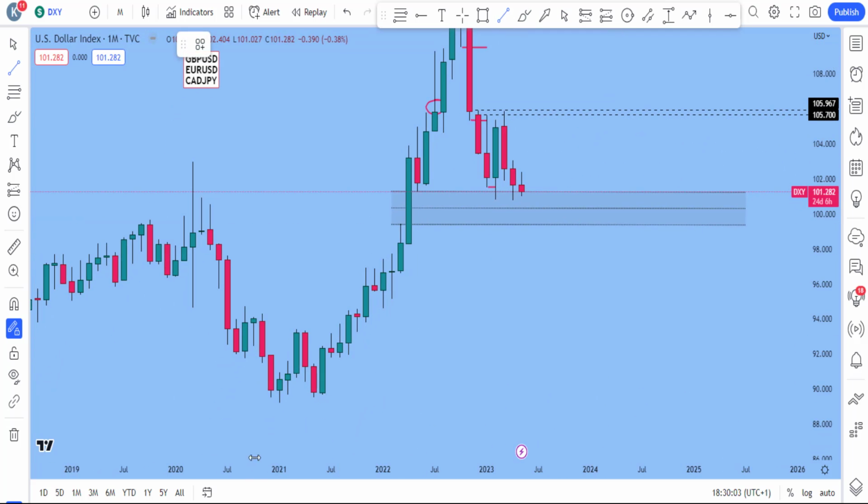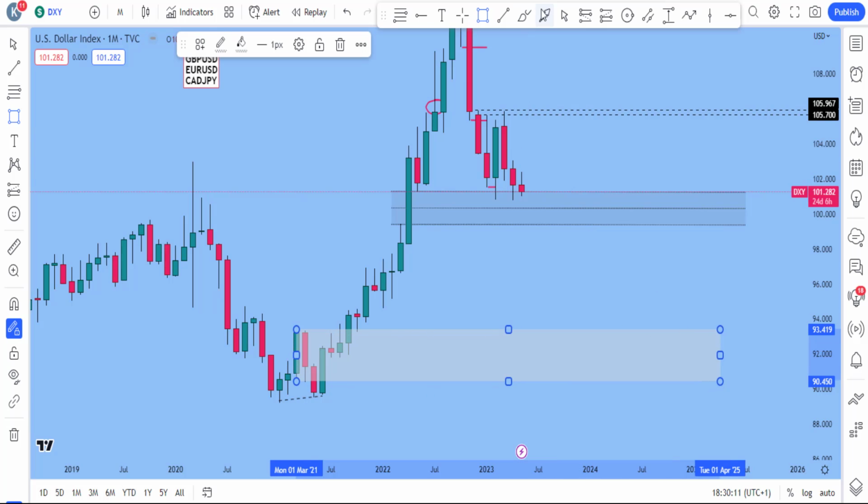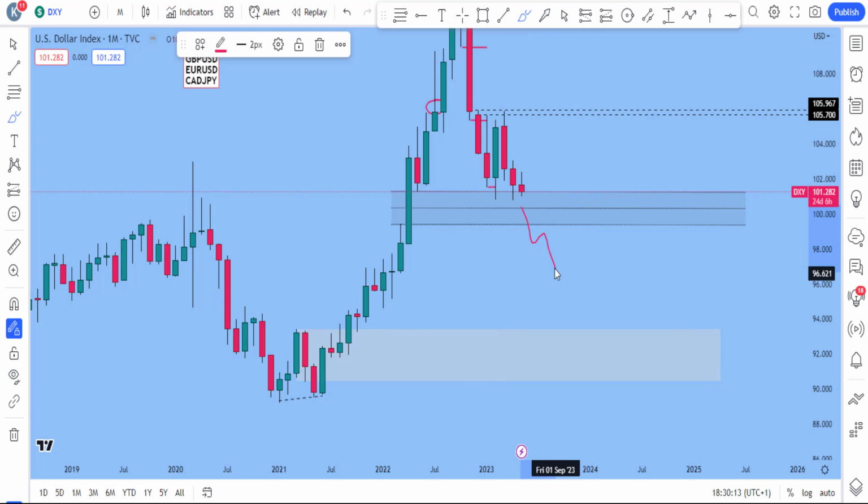This is a mitigation block again. Can you see a failure swing? This is a bullish mitigation block. So what I'm seeing is that price may eventually reach to this place, okay, before we have another upward move again.